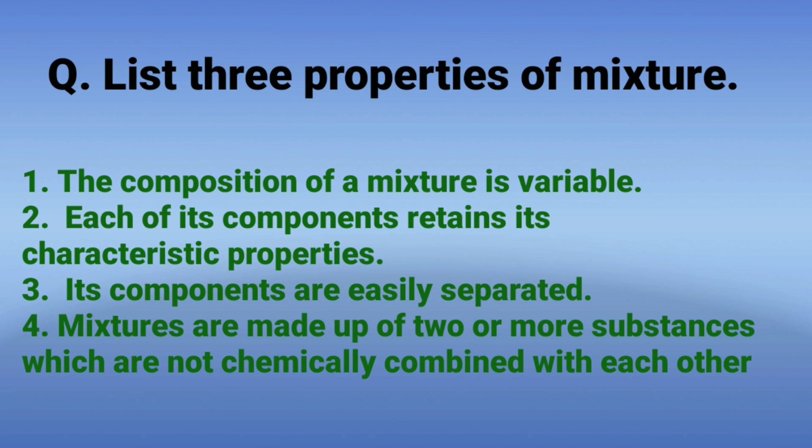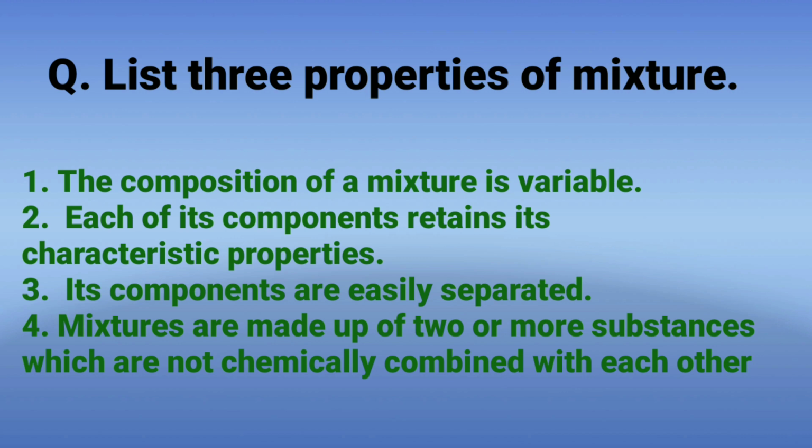Number 1, a mixture has variable composition. It means the composition of the mixture is not fixed. When 2 or more substances mix together, they can mix in any proportion. Number 2, each of its components retains its characteristic property. It means components of the mixture do not change their properties when they form a mixture. So properties of the components are retained.